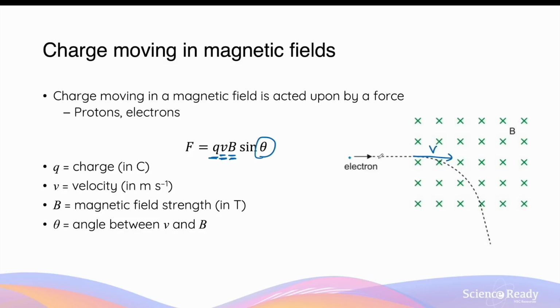In this diagram, the electron has a velocity going towards the right of the screen, while the magnetic field strength is heading into the page. So the angle theta between the velocity and the magnetic field strength is 90 degrees, or perpendicular.